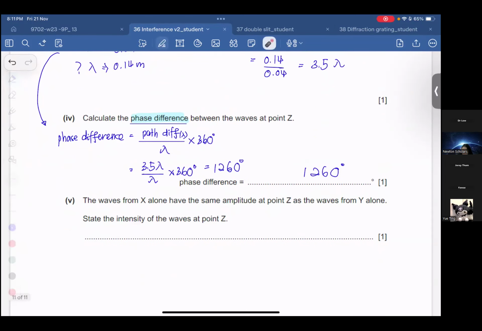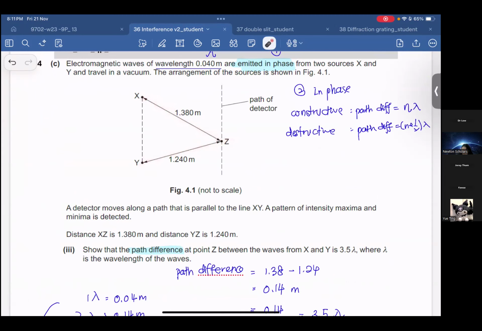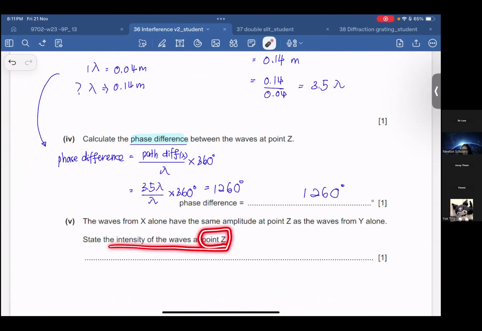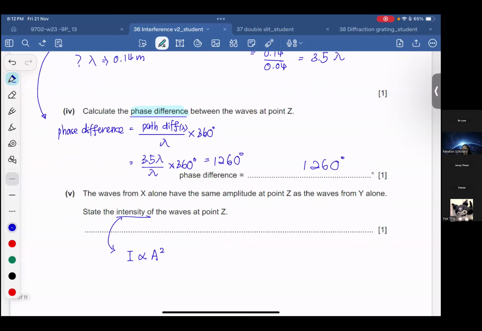Okay, the wave from X alone has the same amplitude at Z as the wave from Y alone. The waves come like this. Now the question asks you, at point Z when they meet up, to state the intensity at point Z. Intensity can be related to amplitude. Intensity is directly proportional to amplitude squared.